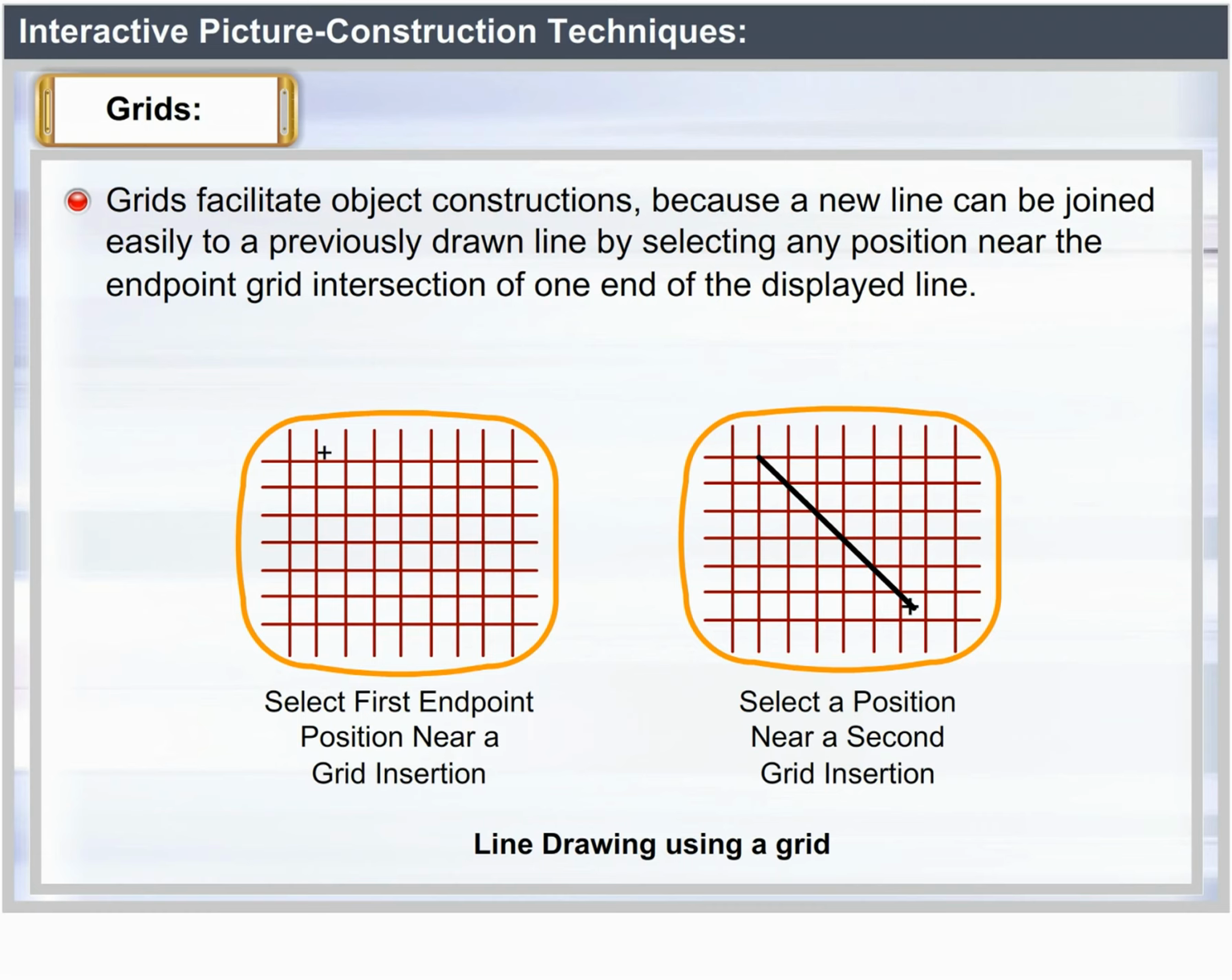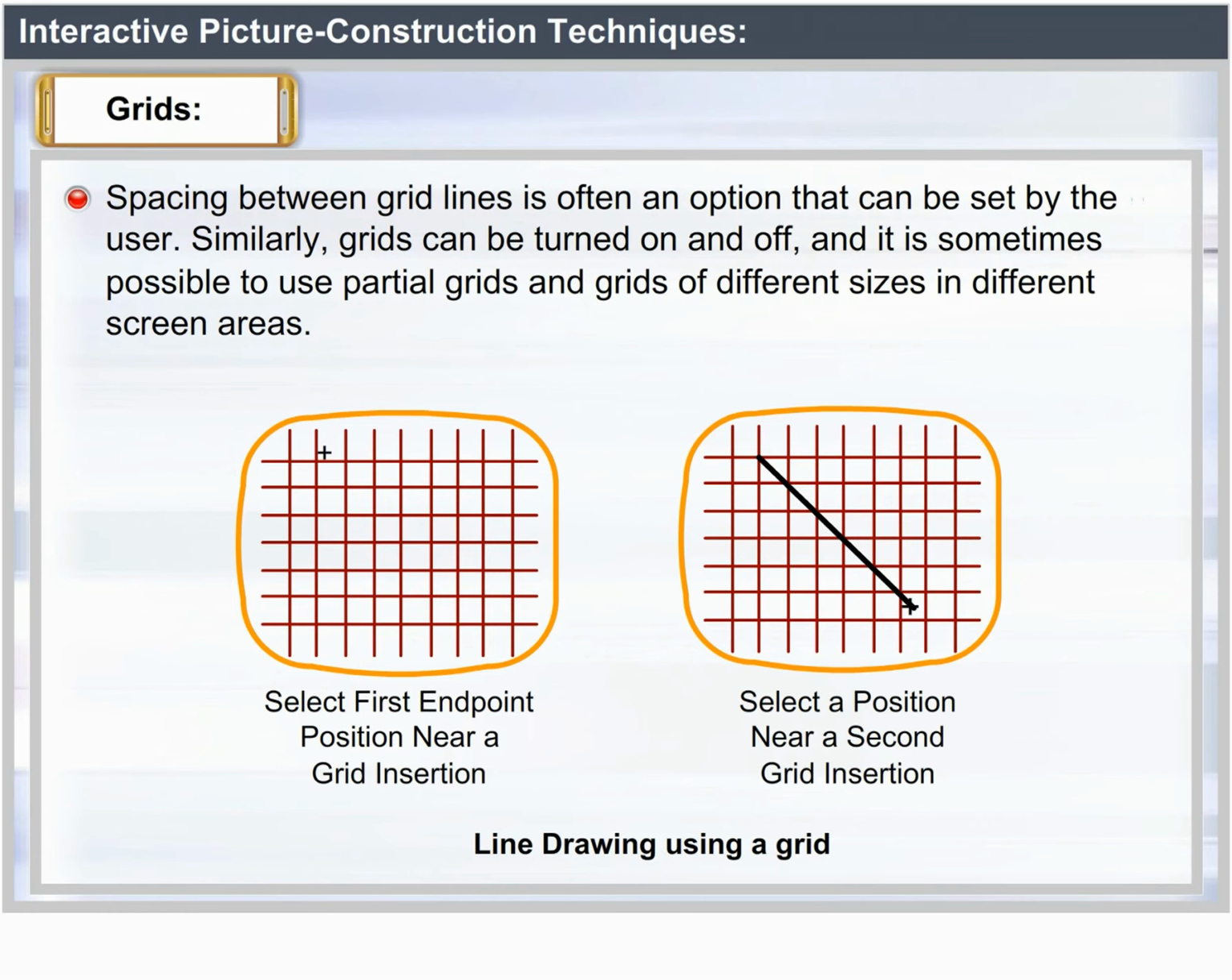Spacing between the grid lines is often an option that can be set by the user. Similarly, grids can be turned on and off, and it is sometimes possible to use partial grids and grids of different sizes in different screen areas.